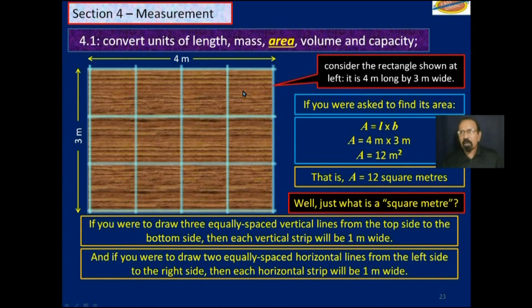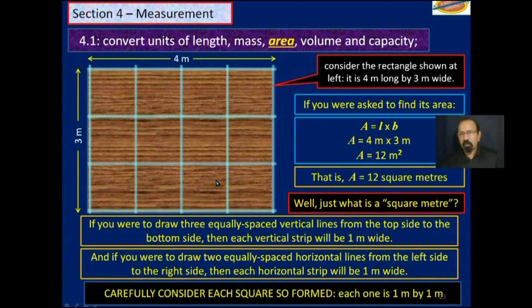Now let us put back all those lines, and what do we have? We could see 12 squares here, and each square is 1 meter by 1 meter. Therefore, each square is a square meter. That is how many pieces of 1 square meter you could get out of 4 meters by 3 meters. Let us say that's a piece of plywood board, 4 meters by 3 meters; you could cut from it 12 pieces of 1 square meter.